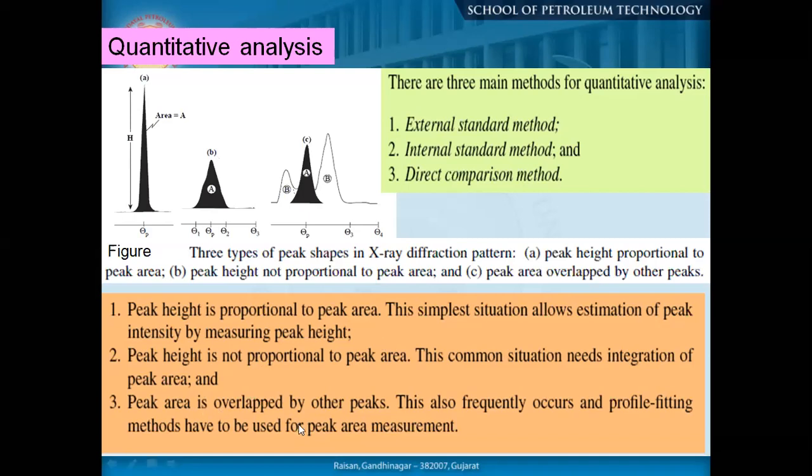Peak area overlapped by other peaks also frequently occurs, and profile fitting methods have to be used to distinguish them. So if you take these 3 peaks, sometimes you may not get separate peaks. You may get completely one broad peak. At that time you have to separate the individual components, and there you need to identify the individual minerals. So sometimes the deconvolution method is also used to distinguish the different peak areas, and then for quantitative analysis.